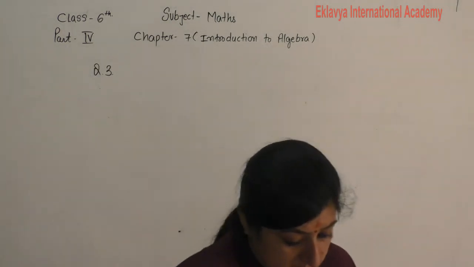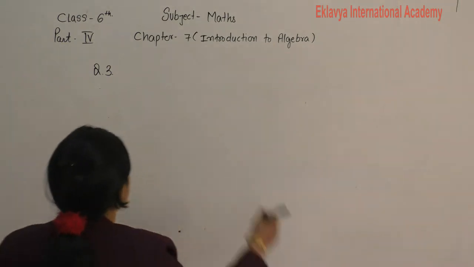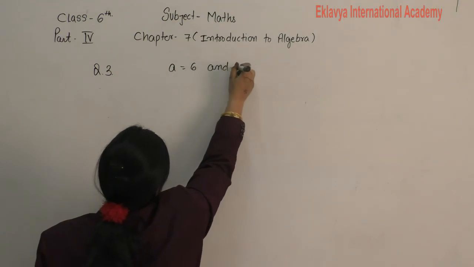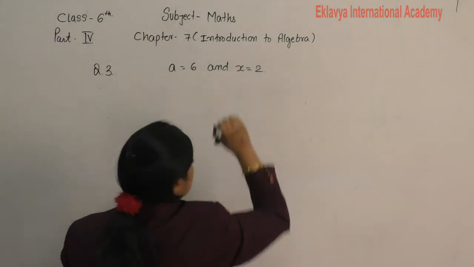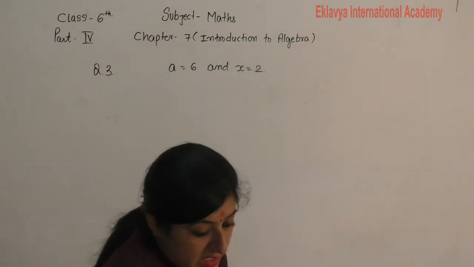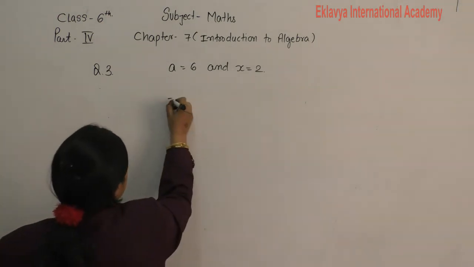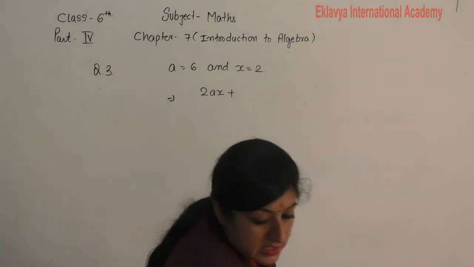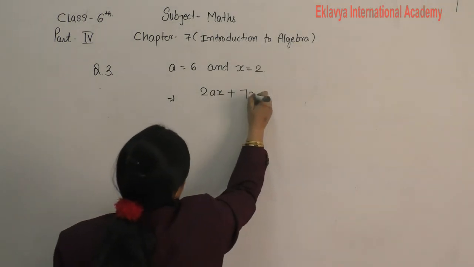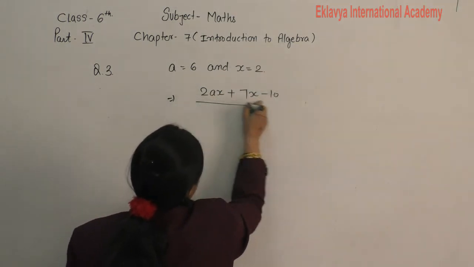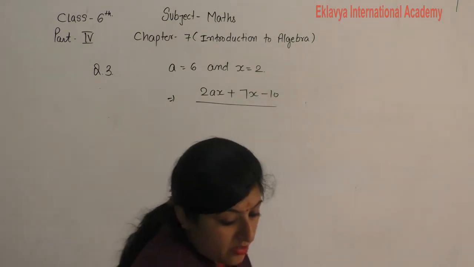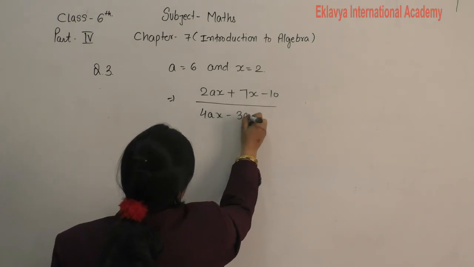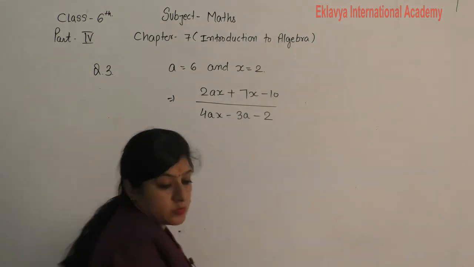Question number 3. If a is equal to 6 and x is equal to 2, find the value of (2ax + 7x − 10) divided by (4ax − 3a − 2).